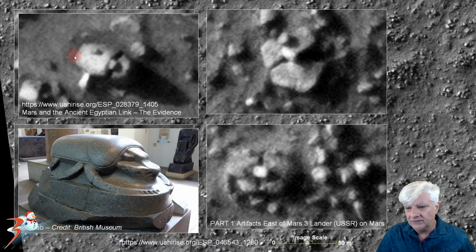This is one I also found on Mars, very similar to that, from Mars and the ancient Egyptian link, the evidence. Check out the uncanny resemblance over there with the front part. Now we've got what looks like a little winglet or maybe a leg of this carving. So yeah, more dots being connected, guys and girls.